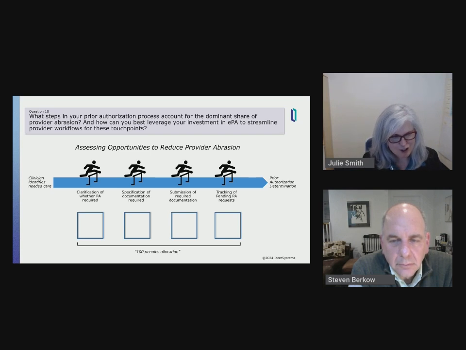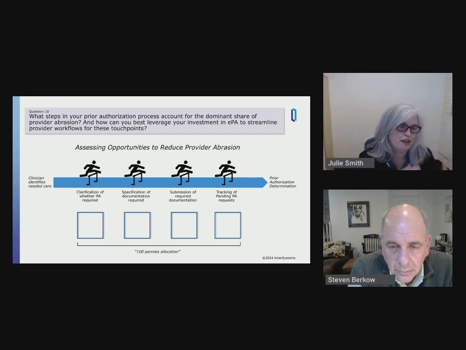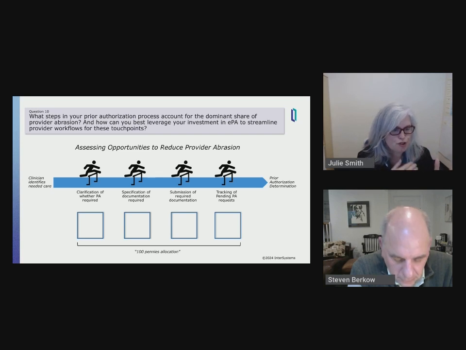We've talked about it from both of our perspectives, and me certainly coming from the clinical space and also participating in a lot of active work around pilot projects and engagement for EPA, I would lean towards that very first bucket, clarification of whether a prior authorization is required. I would probably put about half my pennies there. The reason is that our research so far and the experience we've had across the industry is that about half the time providers ask for a prior authorization request, it's not needed. Even if we could just solve that one step, we have already reduced abrasion.